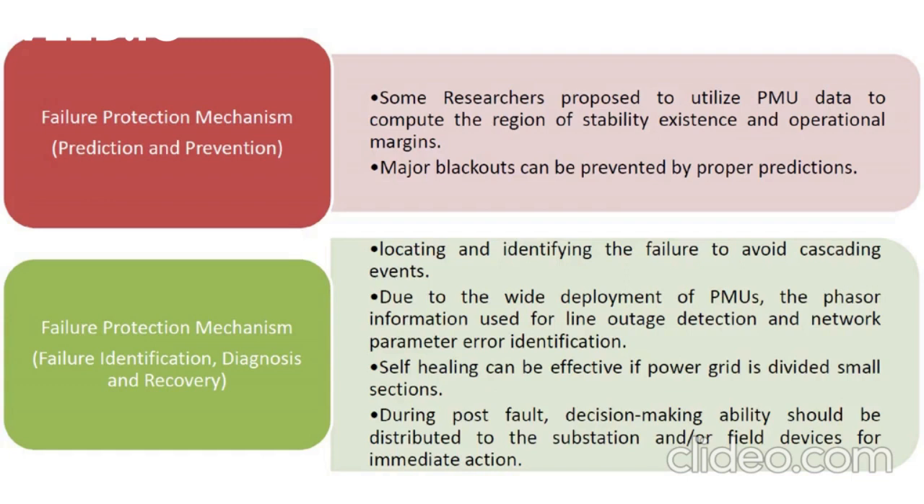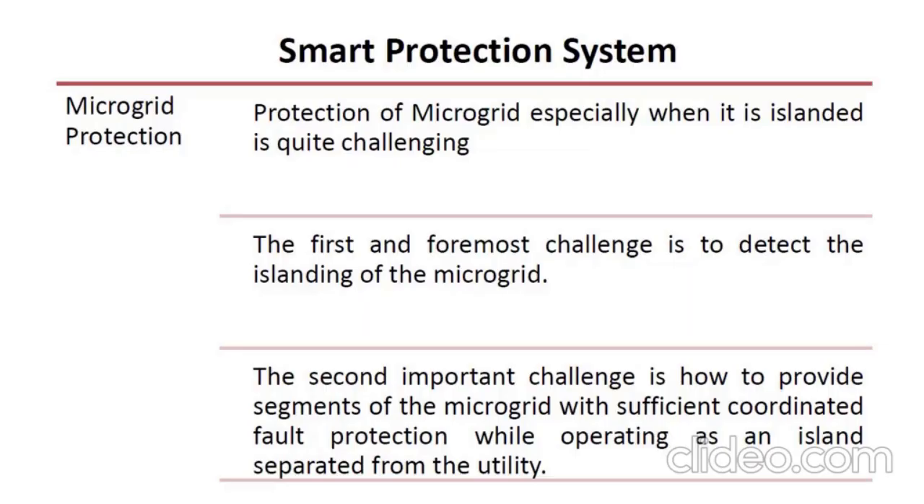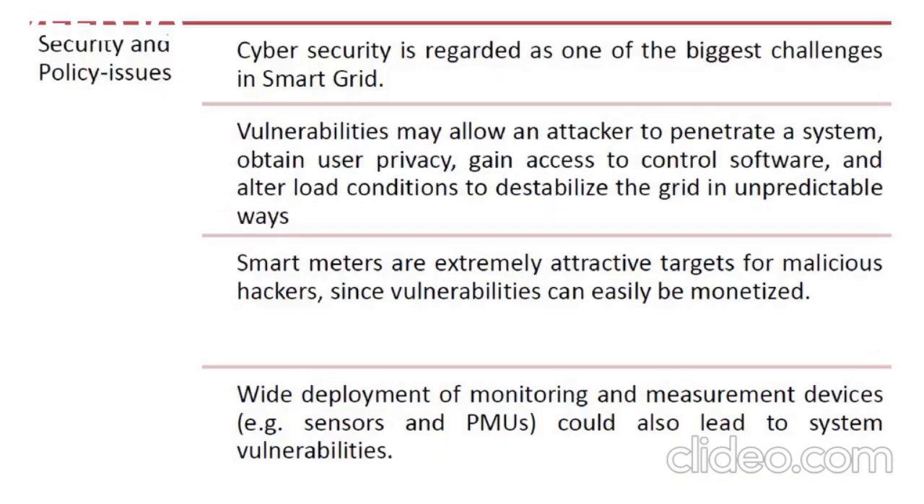The failure protection mechanism involves identification of fault, diagnosis, and recovery, and also microgrid protection. Microgrid protection, especially when it is isolated, is quite difficult because when a fault occurs, severe currents will be present, so it is more challenging. The second important challenge is how to provide segments to the microgrid. And then security and policy issues.